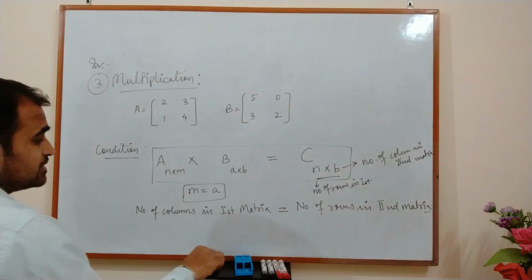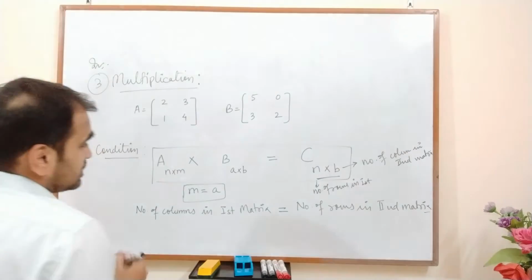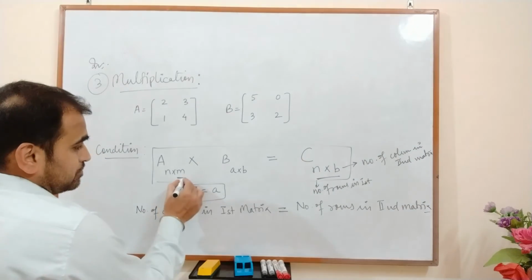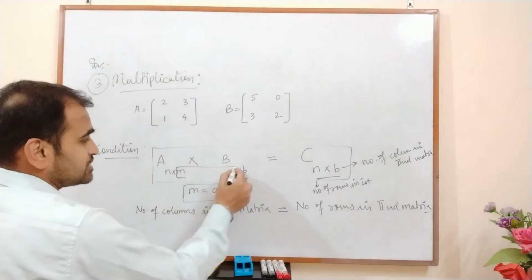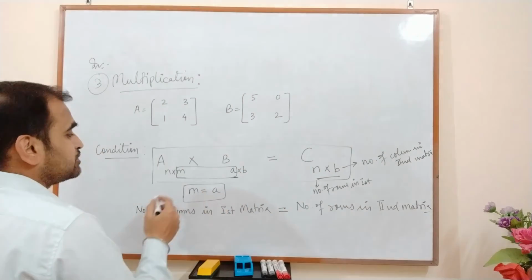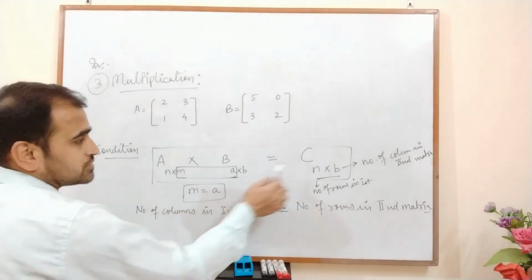So what is the condition? Again, if I repeat it, the number of columns in the first matrix must be the same as the number of rows in the second matrix. तो ये values match होनी चाहिए. And the resultant matrix that we will get is of the order n cross B.